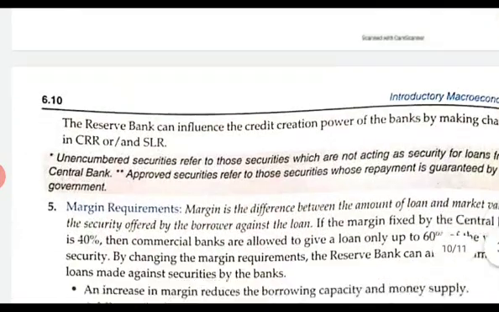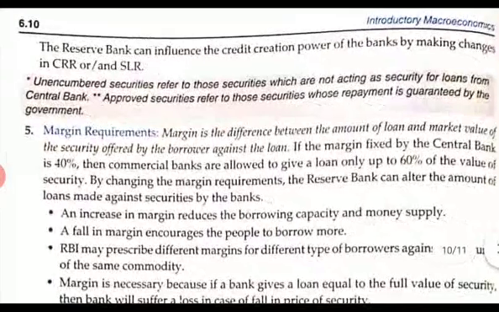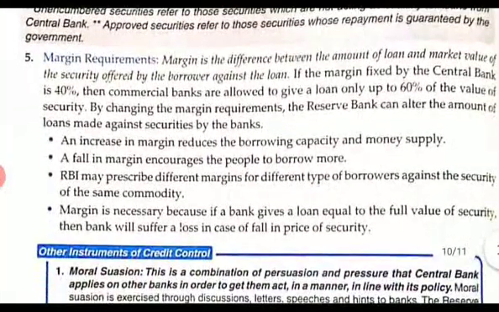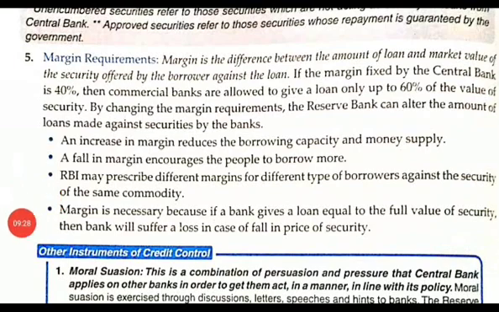Okay, another is the margin requirement. So what is this? This is another instrument. Margin is the difference between the amount of loan and the market value of the security offered by the borrower against the loan. So if the margin fixed by the central bank is 40%, then the commercial bank is allowed to give a loan only up to 60% of the value of the security.